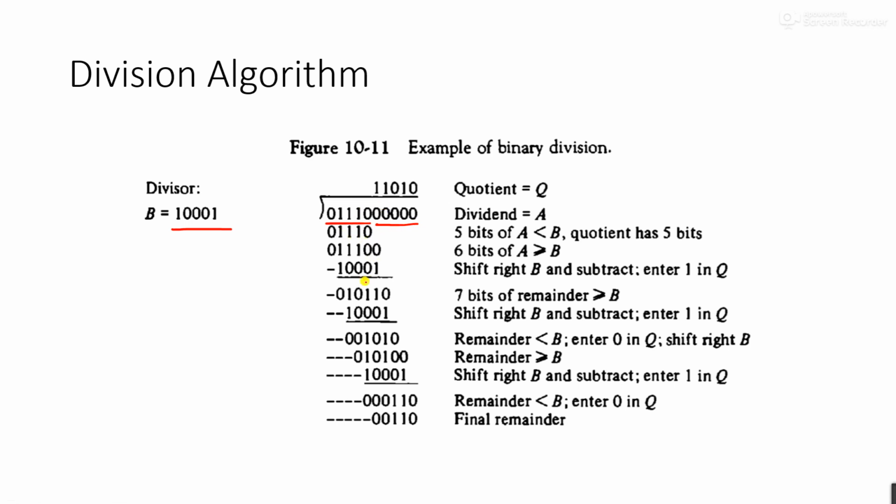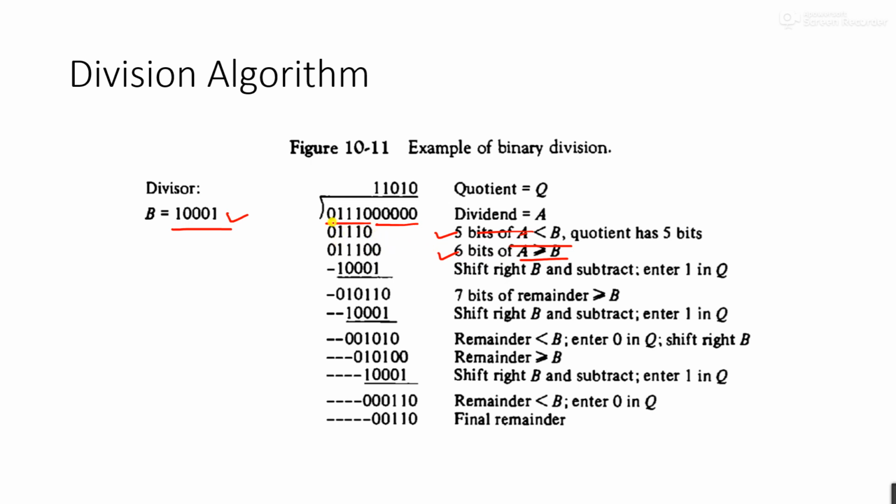So first, I will check B. I will check the magnitude of B and A: whether A is less than B, or A is greater than or equal to B. I have to check these two conditions, because if A is less than B, then no division is possible. If A is greater than B, then only the division is possible.